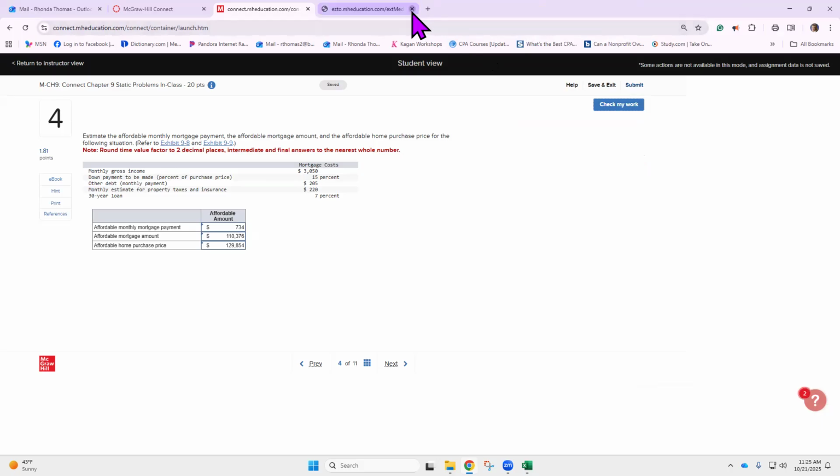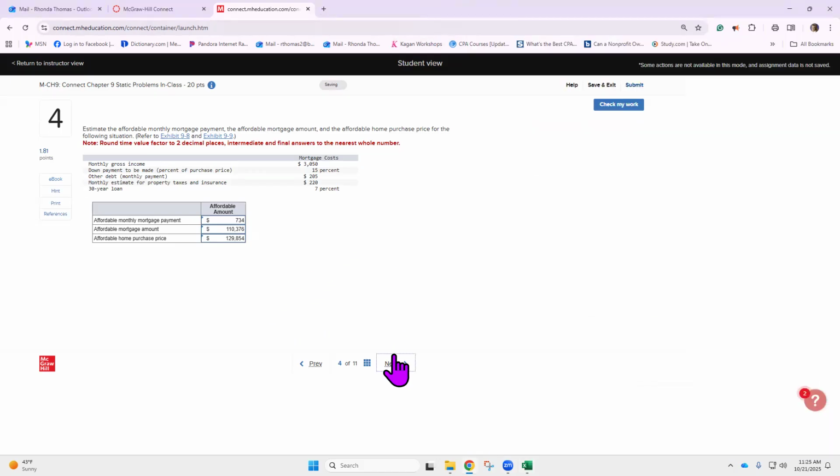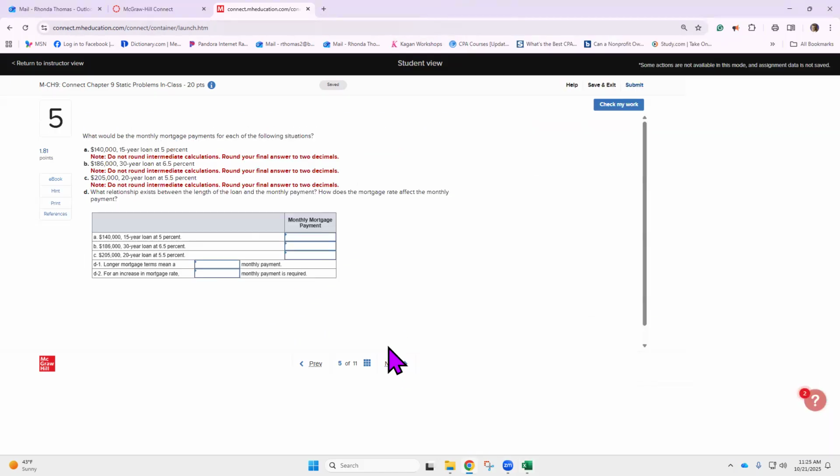Okay, so let me go ahead and put this in. I think we're almost caught up here. Okay, that's all in. All right, number 5. So now we're going to use those same tables. Same tables, but they don't tell you that in this problem.